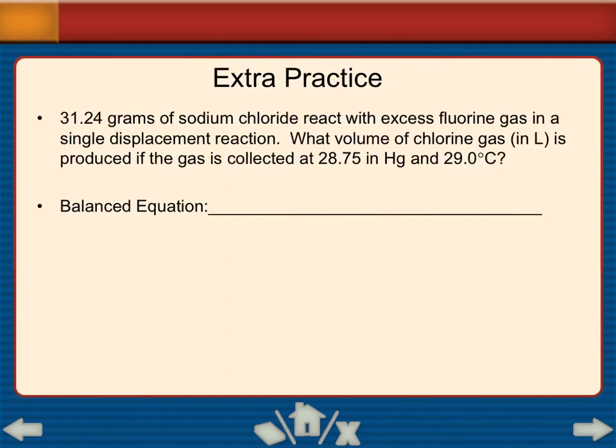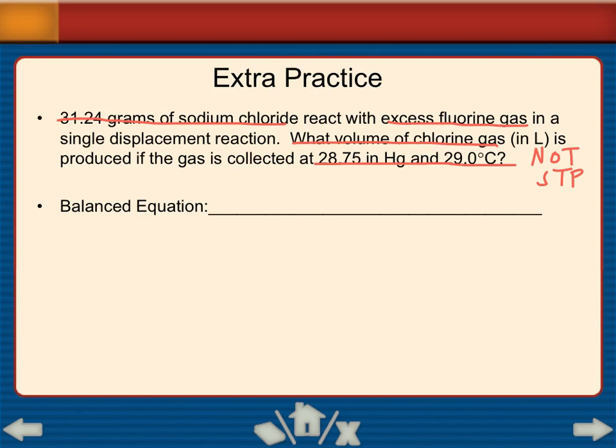Okay, now this is the last problem I'm going to work through. Like I mentioned before, there's more problems on Schoology in the form of different worksheets with answer keys. In this case, we have 31.24 grams of sodium chloride reacting with excess fluorine gas in a single displacement reaction. What volume of chlorine gas is produced if the gas is collected at 28.75 inches of mercury and 29.0 degrees C? Taking a quick look, you can see that it's not at STP.